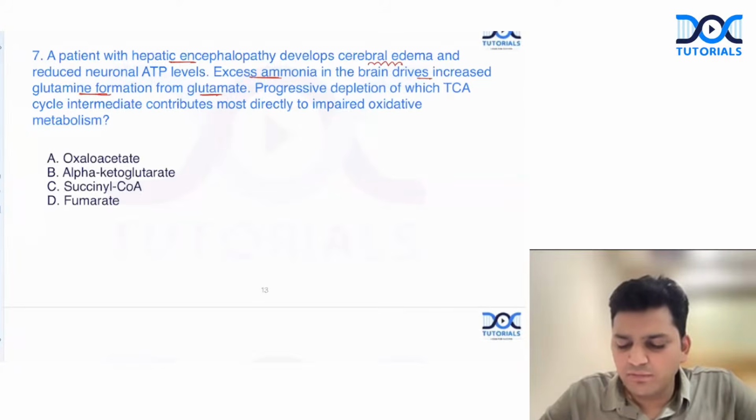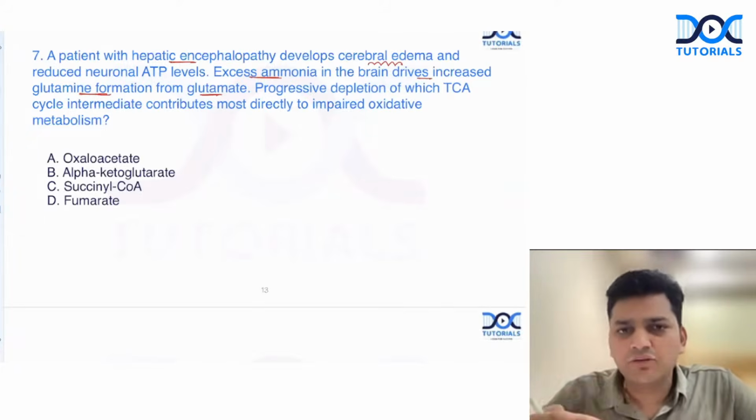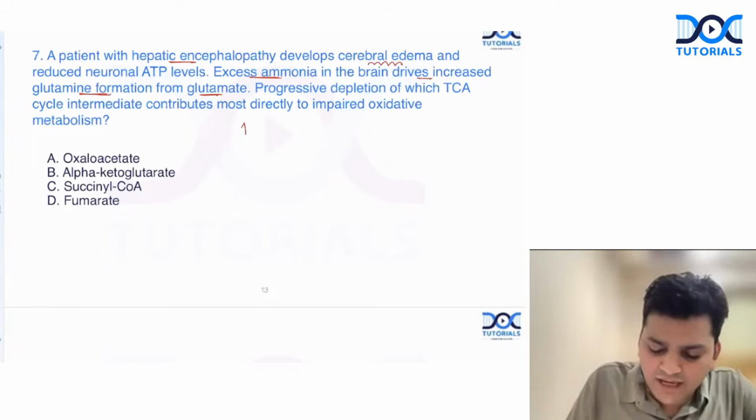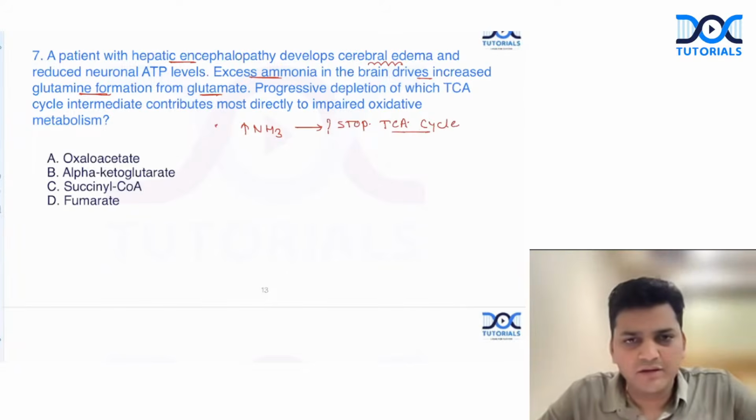So it's pure and pure, the language of the question, which the examiner is trying to play with you. The thing is very simple. They are saying that whenever there is hyperammonia, how is it going to stop the Krebs cycle? How does hyperammonia stop the Krebs cycle? Which intermediate of the Krebs cycle will be depleted? This is what they're asking.